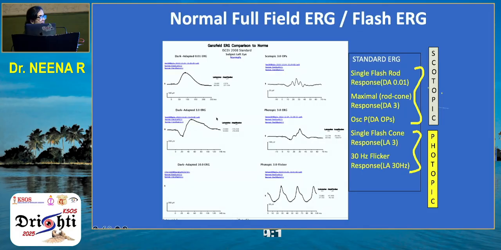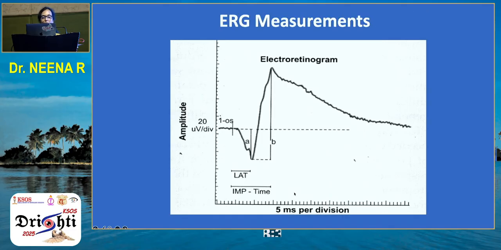So I'll explain each one by one. This is how the printout of a full field electroretinogram would come. You have basically the dark adapted responses on the left till here, and then the two light adapted responses. So standard ERG would consist of a dark adapted 0.01 response, where you have a small A wave and a prominent B wave, and then you have the maximum rod cone response, which comes in the form of dark adapted 3.0 ERG, and then there's a dark adapted 10.0 ERG, and then the scotopic oscillatory potential. So these are all dark adapted responses. And then you have the light adapted 3.0 ERG and the 30 hertz flicker, which is the response from the cones.